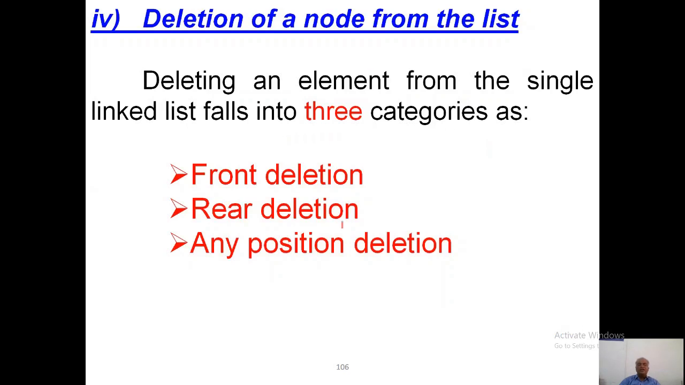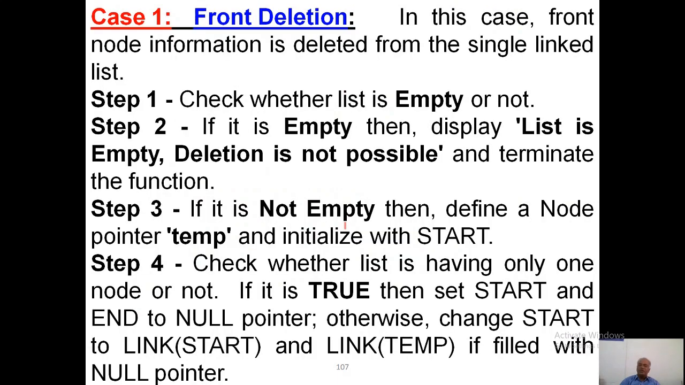Then deletion of a node from the list. Similarly, front deletion, rear deletion, any position deletion. Same as insertion. First you need to check whether the list is empty or not. If it is empty, deletion is not possible. If not empty, define a node pointer temp and initialize it with start, because you need to delete the front element. So temp is the start element. Check whether the list has only one node or not. If it is true, start and end are null pointers. Otherwise, change start to the link of start, and set the link of temp to the null pointer.